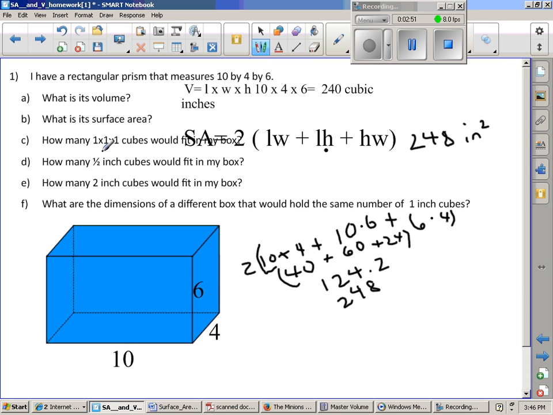The third question says, how many 1 by 1 by 1 cubes would fit in my box? So if you'll recall, the volume of your box is 240 cubic inches, and these would be inches cubed. So however many I have here is what this is going to be. So the answer to letter C is 240 cubes.